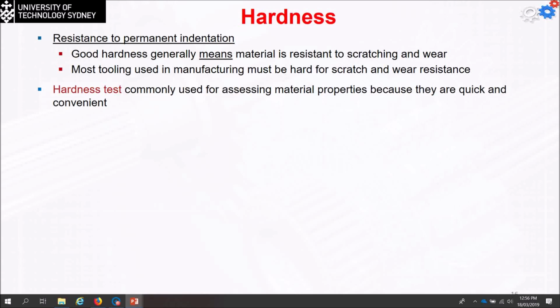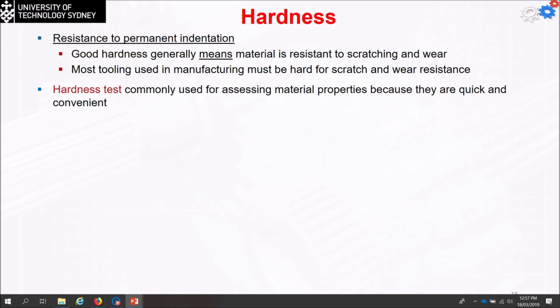A harder material like steel has more hardness, so it has more resistance to permanent indentation. Good hardness generally means the material is resistant to scratching and wear, and most tooling used in manufacturing must be hard for scratch and wear resistance.